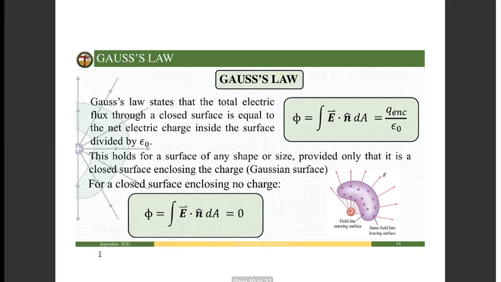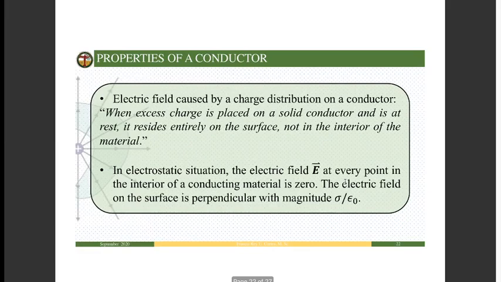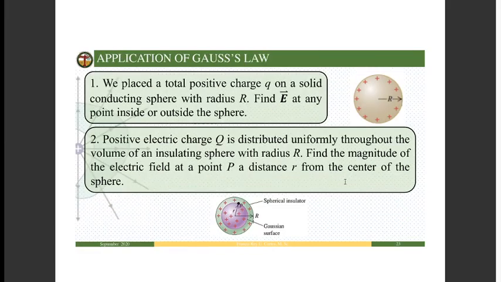Okay, so this is the Gauss's law equation. We will use this one using the symmetry properties of our conductor. Okay, so example, if we place a total positive charge Q on a solid conducting sphere with radius R, find E at any point inside or outside the sphere. So ang positive charge Q kay giputang sa solid sphere nga conductor, so meaning ang imuhang positive charge will reside entirely on the surface. As you can see here, na siya sa surface tanan.